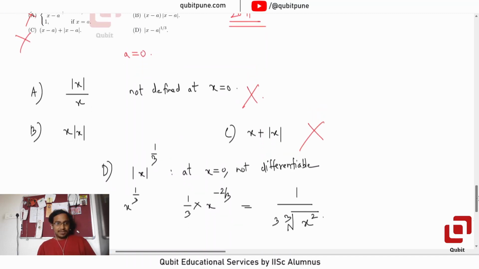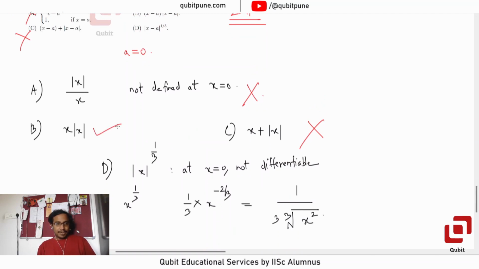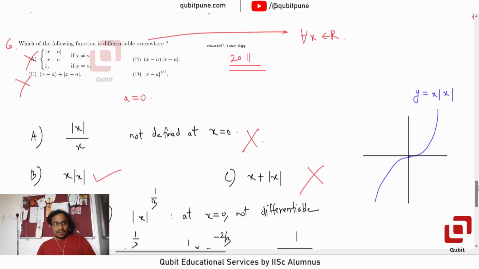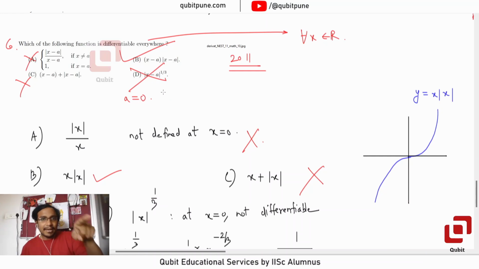So which option is correct? B is right. And we know how that behaves, right? Option B will be y equal to x squared in the first quadrant, and y equal to negative x squared in the third quadrant, pretty much like y equal to x cube. So C gone, B is right, D is also not. Now always keep this habit of checking your answer whenever possible.